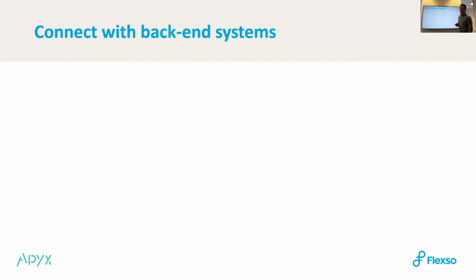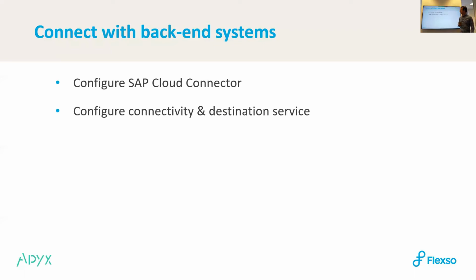Next, we need to connect the cloud environment with our on-premise environment. We have a digital core running in a private cloud or in an on-premise environment. This is behind a firewall, so it cannot be consumed by public internet. It does not have public internet access, and therefore we install a SAP Cloud Connector, which is basically an SSL VPN tunnel between the cloud environment and your on-premise environment. And we will also configure the connectivity and the destination services, which are technical services on the cloud platform that enable applications to communicate with on-premise backend systems.